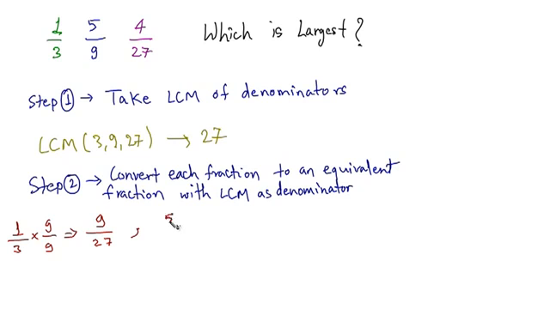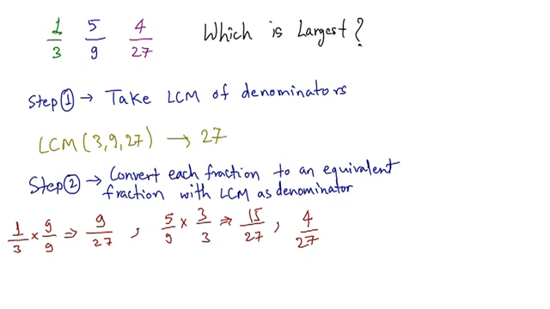Now 5 by 9 will have to be converted to something upon 27. So 9 3s are 27, so it will have to be multiplied by 3 by 3. So 5 3s are 15. So 5 by 9 is converted to 15 by 27. Then 4 by 27 doesn't need to be converted because it already has the denominator as 27.